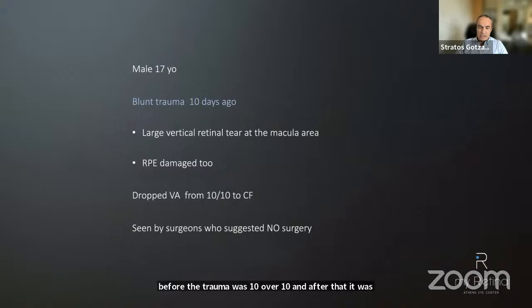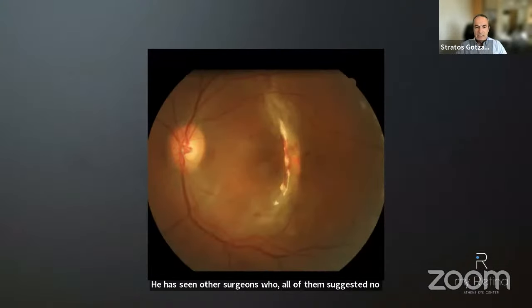He has seen other surgeons, all of whom suggested that no surgery be done. This is the damage. As you can see, the large break extends temporally to the foveola. You see the RPE damage, the appearance of the sclera, the white part of this macular damage, the separation of the RPE, and in these areas the SRF, the subretinal fluid, started to accumulate and to detach the retina.